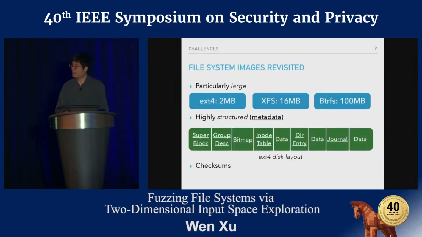First, different from other simple binary blobs, file system images are quite large as a blob. You can see that I listed the minimum size of some valid file system images here, and they are much larger than the file size suggested by AFL, which is 1 megabyte. Also, file system images are quite structured. Besides plain user data, there is also a lot of metadata, which is used by the file system for managing this user data. And these are the things we want to fuzz.